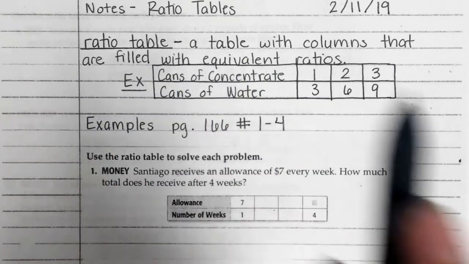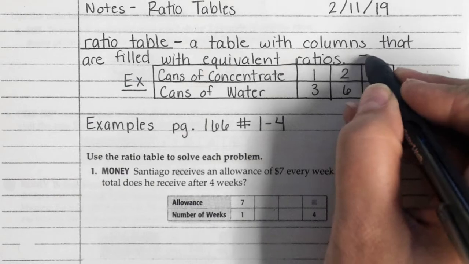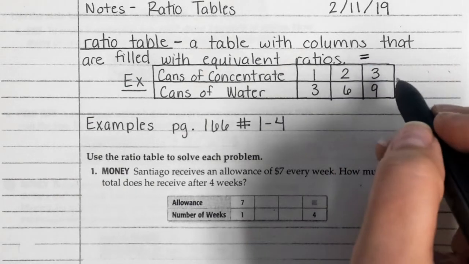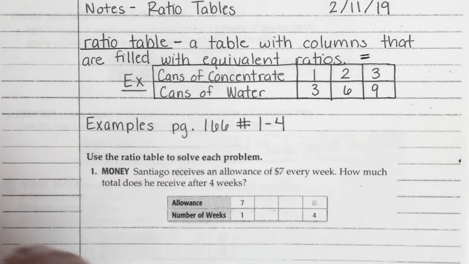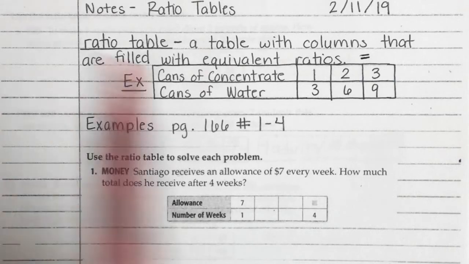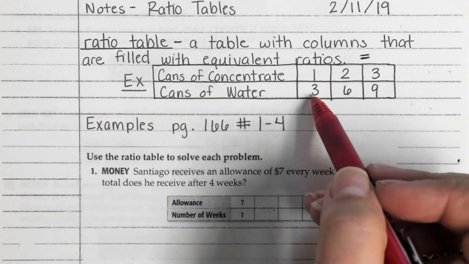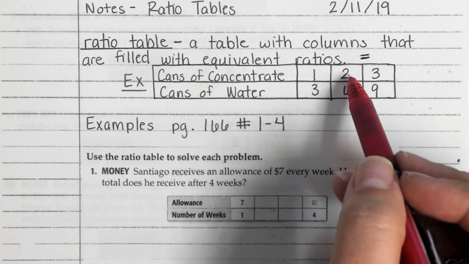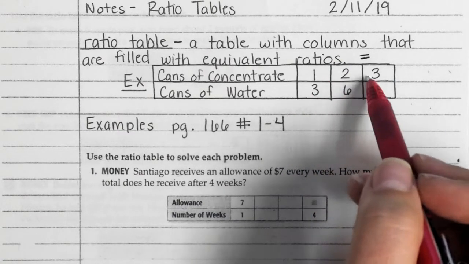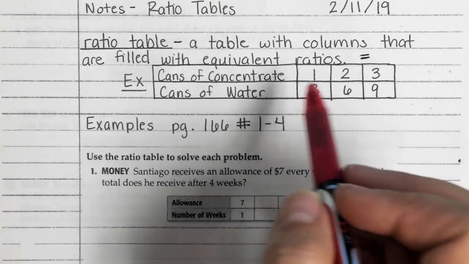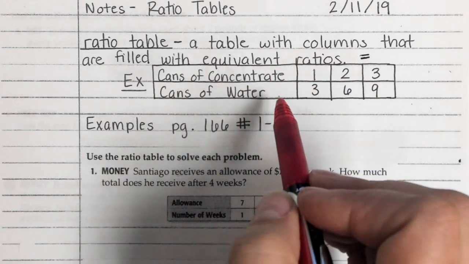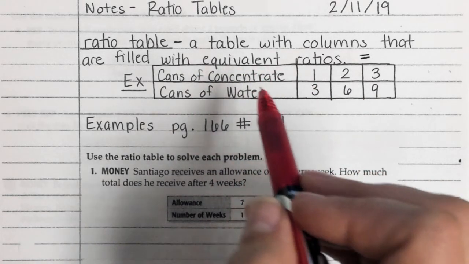What does that word equivalent mean? Equal or same, exactly. So what we're looking at are ratios that, if we were to look at them as fractions, if you look at this, 1 to 3, 1/3, is that not equivalent to 2 to 6? Yes. And 3 to 9. Yes.